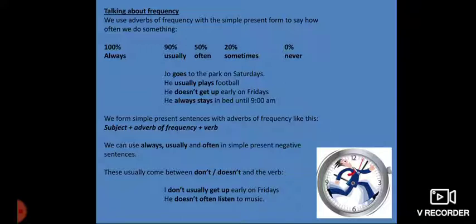We can use always, usually, and often in simple present negative sentences. Like these usually come between don't and doesn't. Like I do not usually get up. He does not often listen. Pay attention to where you put these adverbs of frequency.